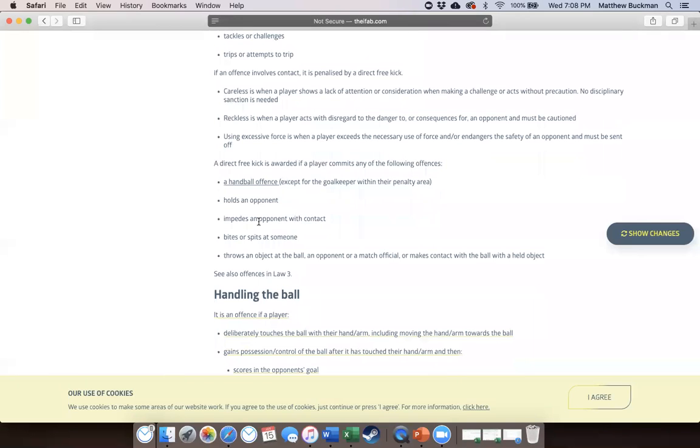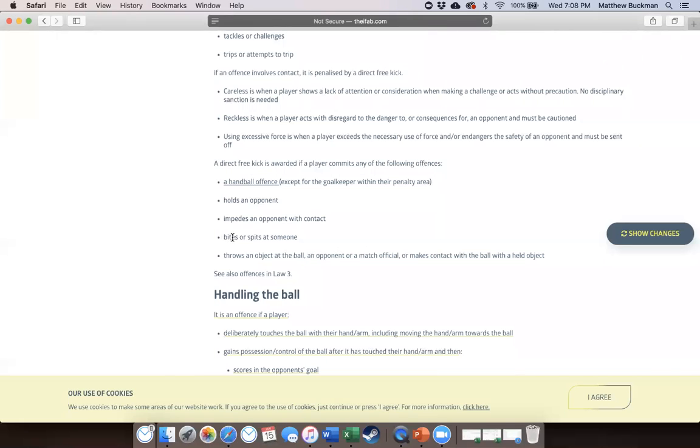The impeding an opponent with no contact is where we get an indirect free kick. So I know there's some confusion on that at times. We tend to give indirect free kicks more frequently than we should. So the important thing to note here is that if contact between two players occurs and you deem it to be unfair, it's almost always going to be a direct free kick. If a player impedes an opponent without contact, that's when we have an indirect free kick.